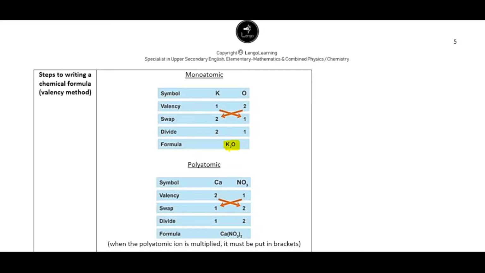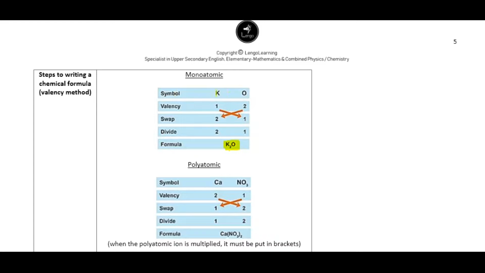So how do we know that the chemical formula is actually K2O? How do we know that there's a 2 over here, whereby there are 2 potassium atoms and 1 oxygen atom within the compound potassium oxide? To determine what the subscript over here is, we will have to look at the valency of each of the elements.